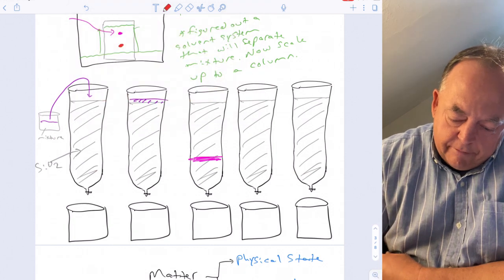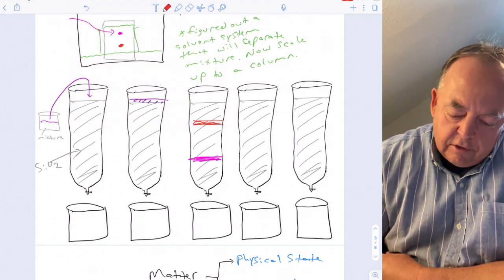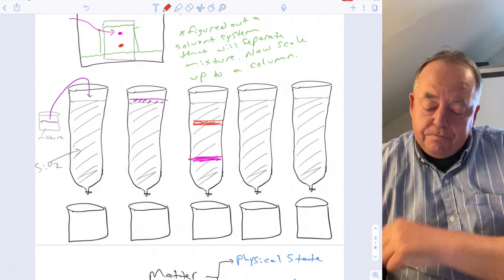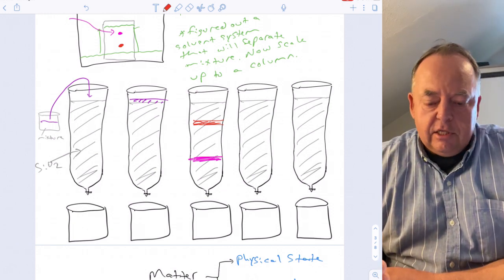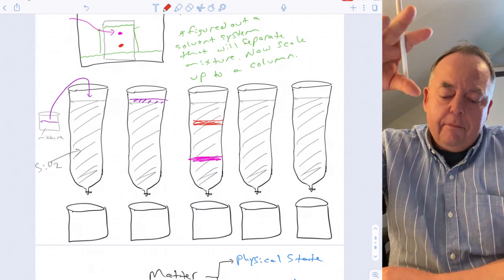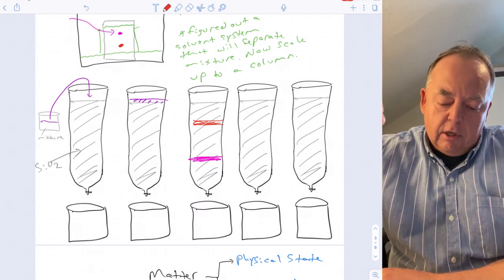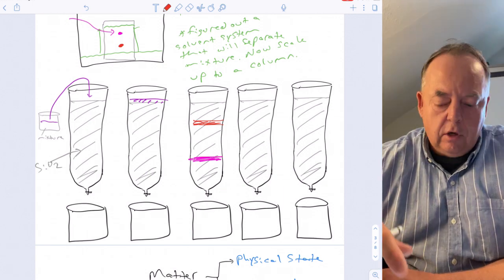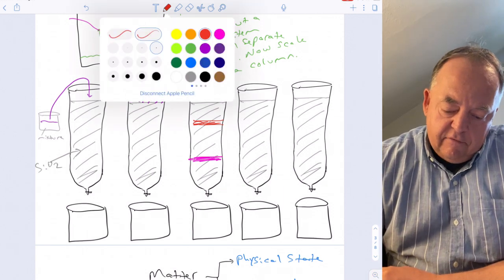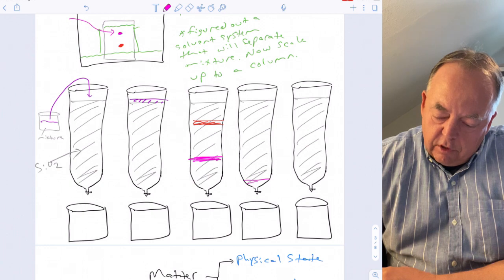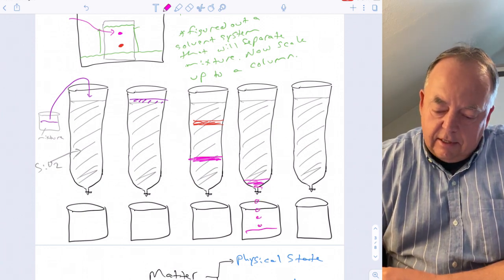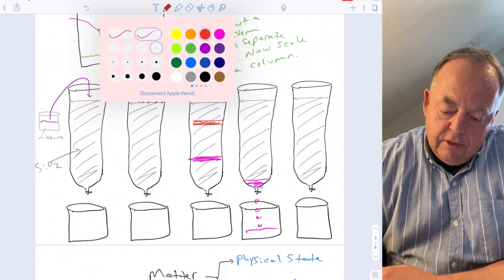Because the different compounds have different affinity for the silica gel. So some spend a lot of time attached to the silica gel and not much time in the solvent, so they're going to stay towards the top of the column. Others have a much greater solubility in the solvent, less affinity for the silica gel, so they would move down the column faster. And then eventually one of the components would start coming off the column, so you could isolate it, and the other component would be on the column still.